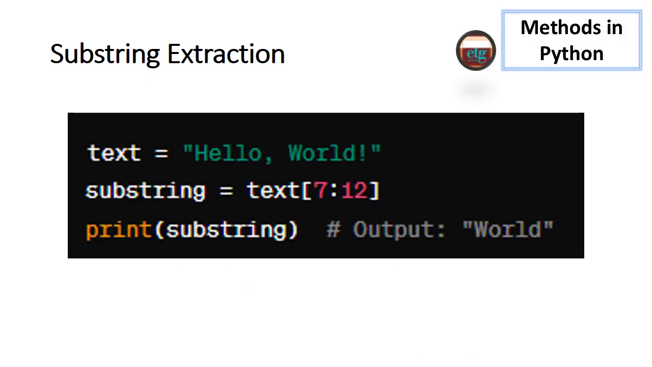Let's see substring extraction. Extracting a substring from a string. Below is the example. 7 is the start index which is included, and 12 is the last index which is excluded. And note that index starts with 0.